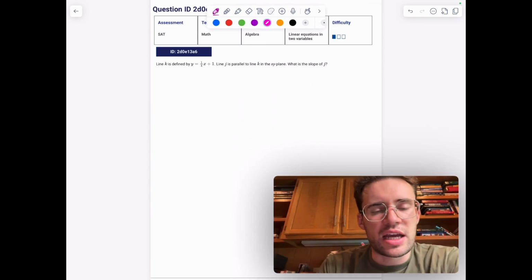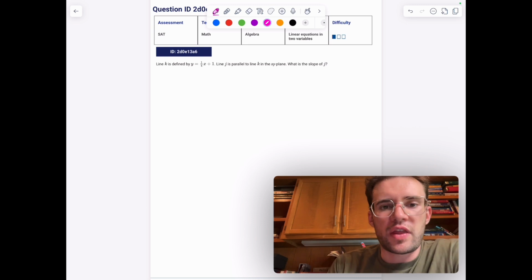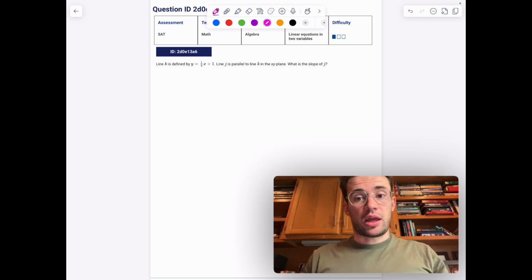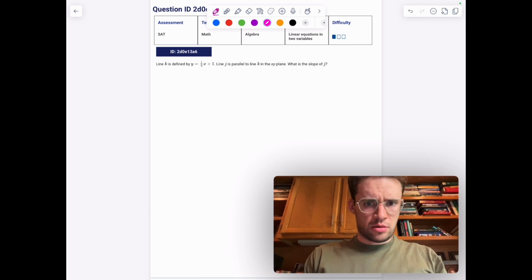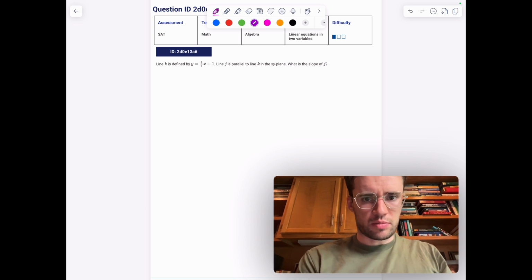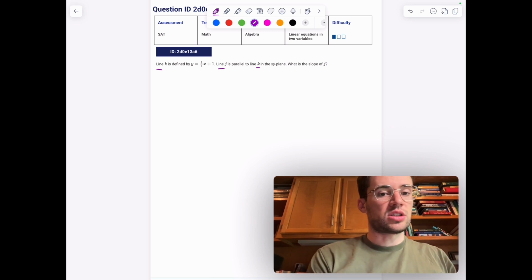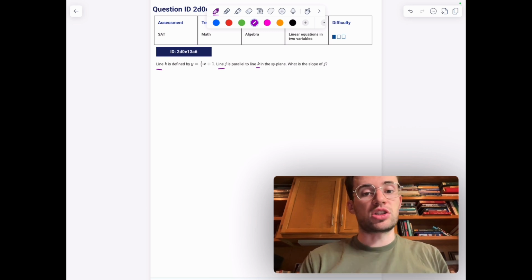Line K is defined by y equals 1/4 x plus 1. Line J is parallel to line K in the xy plane. What is the slope of J? So it's parallel to K. If they're parallel, they have the same slope. So we just need to find the slope of line K, and then we know the slope of line J.